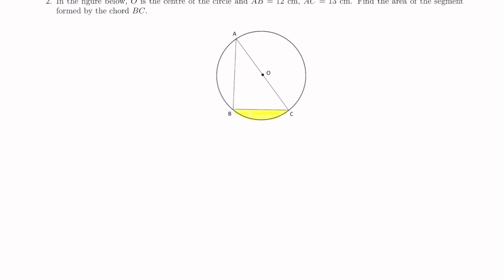All right. Now, let's have a look at the information that we're given. So we're given that AB is 12 centimeters, AC is 13 centimeters. So let's label a couple of things here. So AB is 12 centimeters, AC is 13 centimeters. Now, the good news is there's actually a way that we can tell that this triangle that's kind of inscribed in the circle is a right angled triangle, okay?